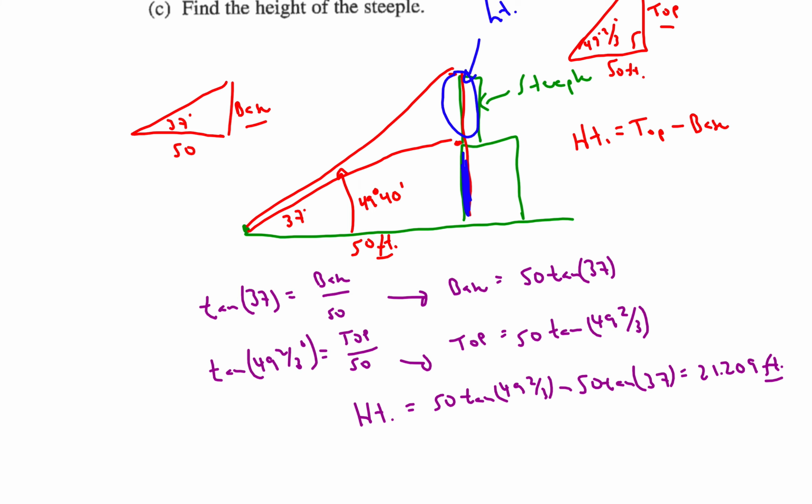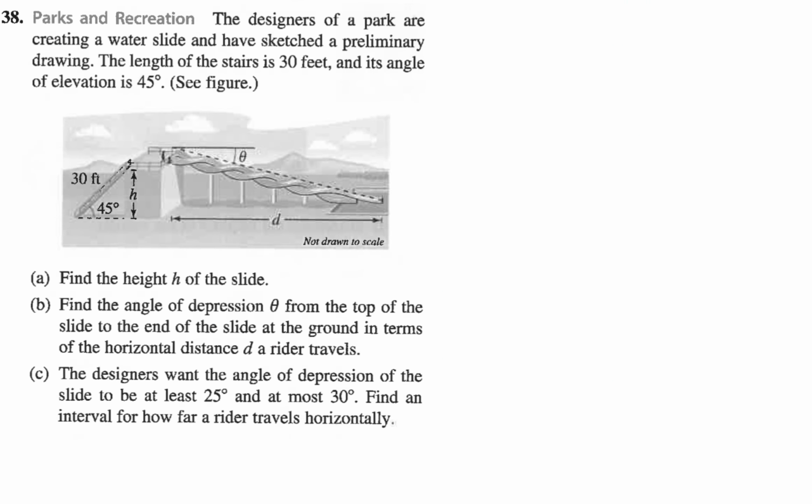Okay? All right, next one is a water slide. So first off, we've got this complex drawing here, right? Where we've got these 30-foot steps, length of the stairs. This is 45 degrees, and this would be the height, right? And then we assume that this height here, because we've got this other triangle going on here, is going to be the same height either way, yes? So we're going to need to figure that out. So find height h of the slide. Let's go ahead and just answer that question right away.